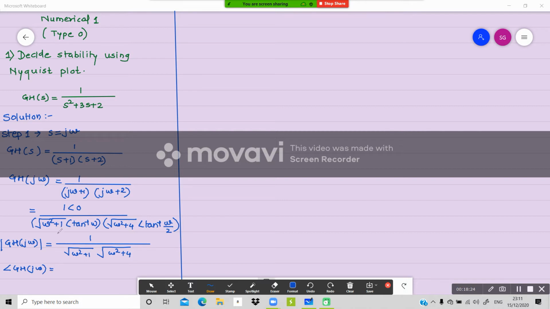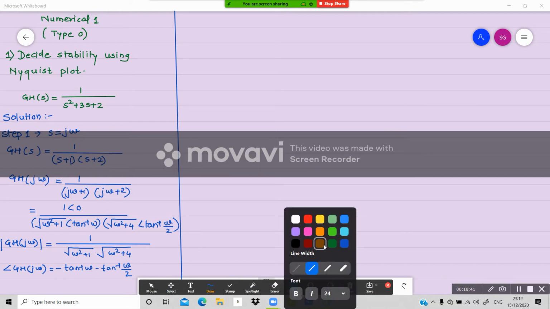because both the factors are in the denominator, both are poles, right? In the numerator there is no angle, so it will be minus tan inverse of ω minus tan inverse of ω by 2. Right? So we'll go for the next few steps.